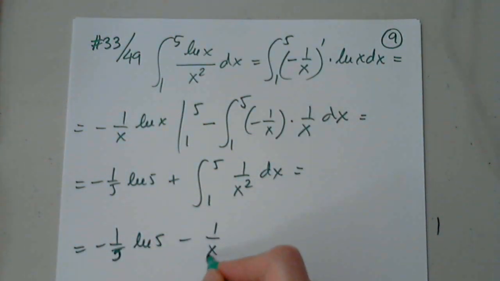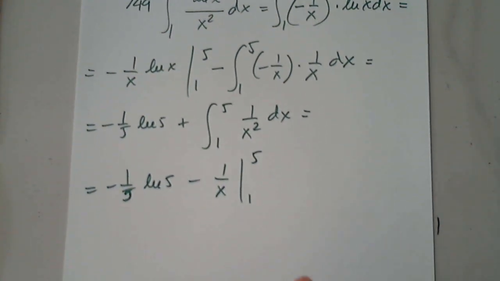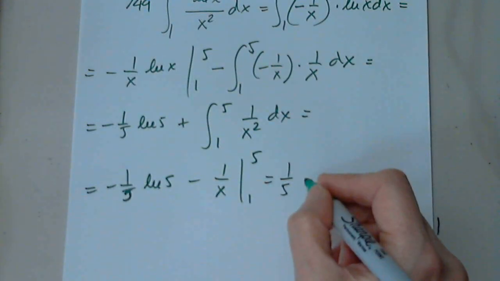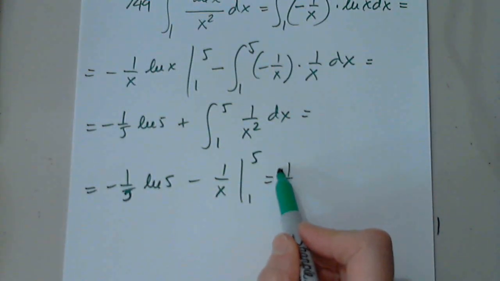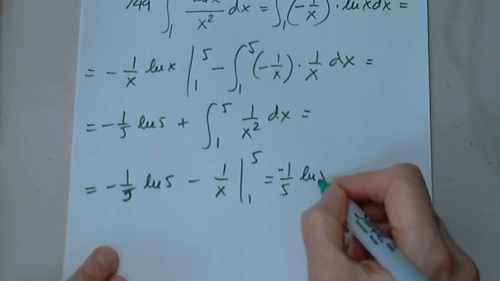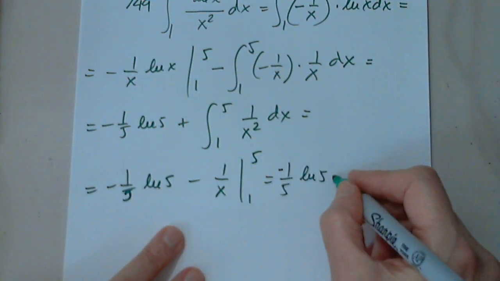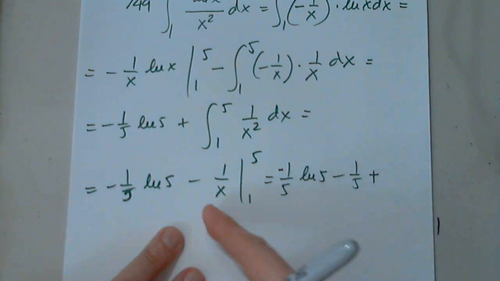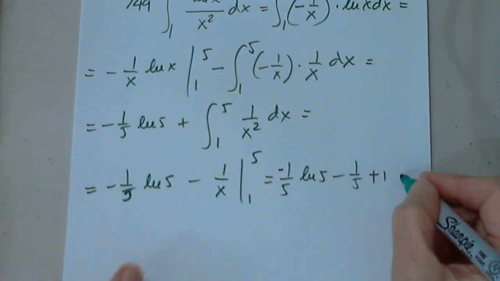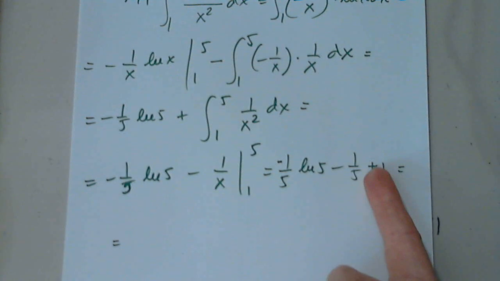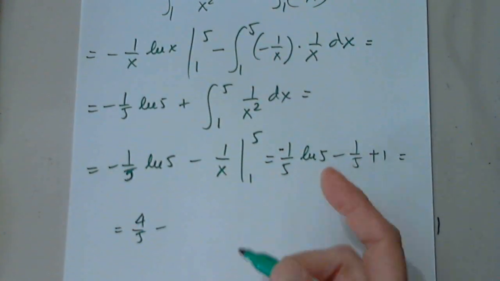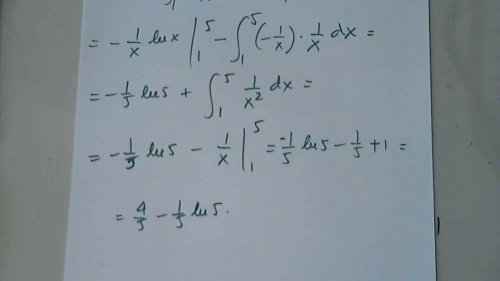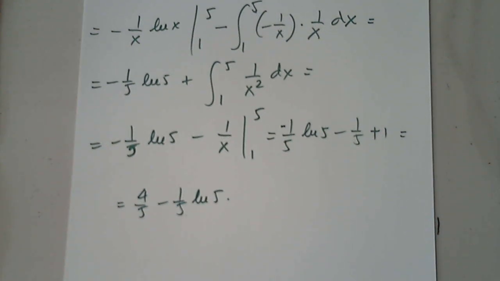And this is negative 1 over x from 1 through 5 based on the preliminaries that we looked at today. So finally, negative 1/5 natural log 5. I plug in 5, negative 1/5, but plus, because I have a minus in 5, 1. So this is 4/5 minus 1/5 natural log 5. And this was obtained using integration by parts.